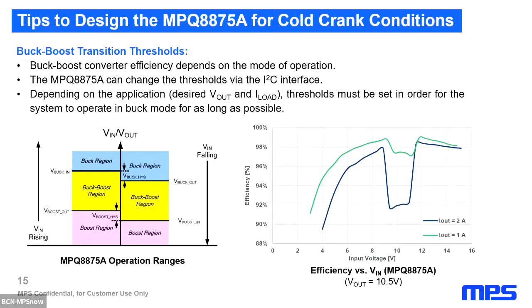Last but not least, it's important also to take into account the efficiency of the system, depending on the input voltage. As it can be seen in this plot, the efficiency changes notably depending on the converter operation mode. During buck-boost mode, the efficiency decreases. Then, depending on the application, it's needed to change the buck-boost thresholds to work as much as possible in the buck mode, where the efficiency is higher. This means reducing the range where the IC works in buck-boost mode.